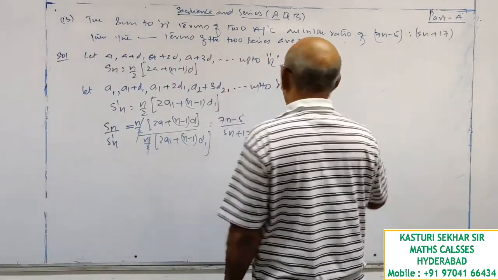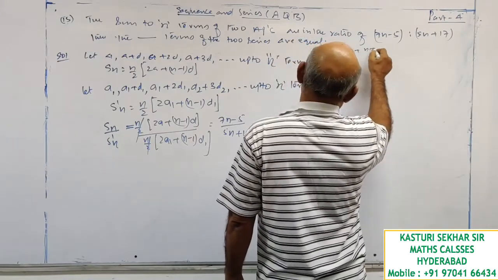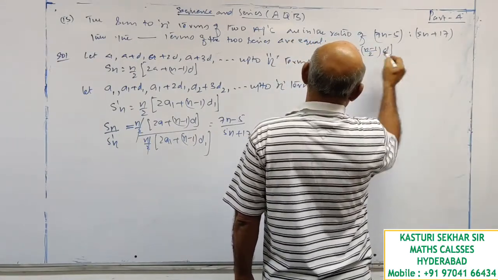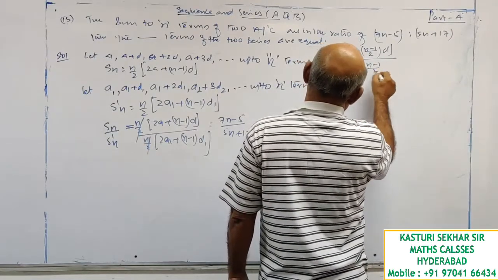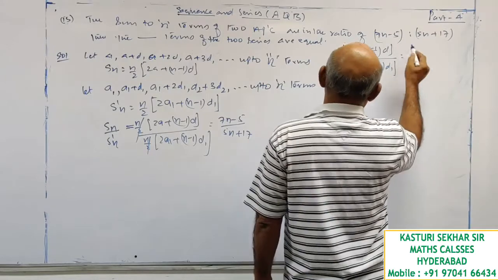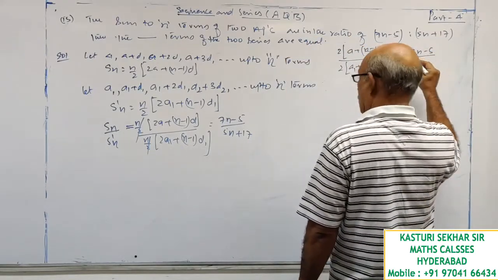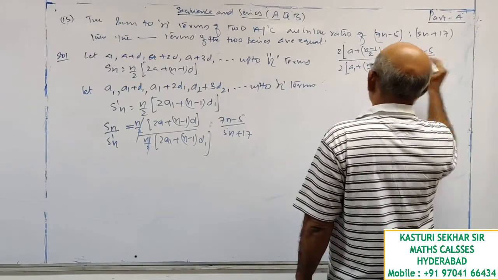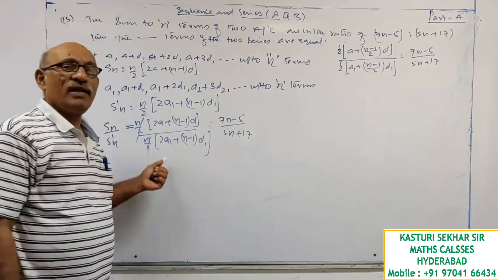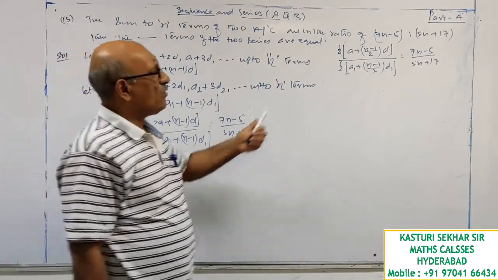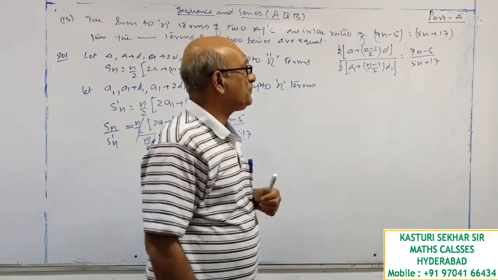When I take 2 as common, 2 into a plus n minus 1 by 2 into d, divided by 2 into a1 plus n minus 1 by 2 into d1, is equal to 7n minus 5 divided by 5n plus 17. The 2 also cancels. Now on the left hand side, the sum to n terms formula is converted in terms of Tn, a plus n minus 1 into d.